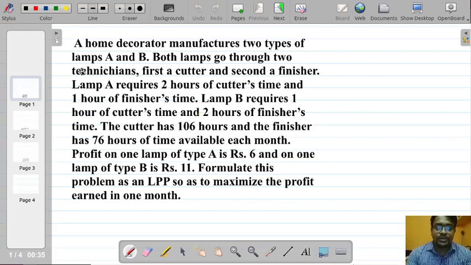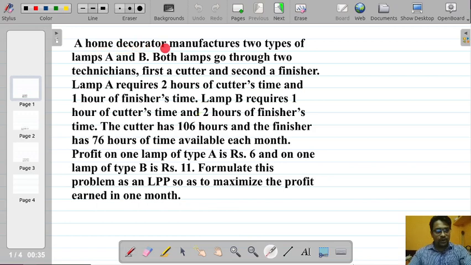Hello students. So yesterday we had seen how to construct a linear programming problem from a given real life situation. So today we will discuss a few more problems so that you can get yourself acquainted with the process of formulating this linear programming problem. So I have taken one question, as you can see. The question reads as follows.